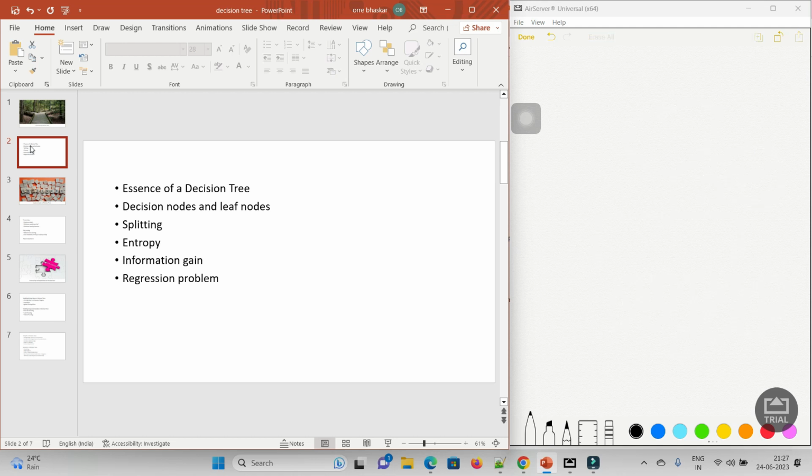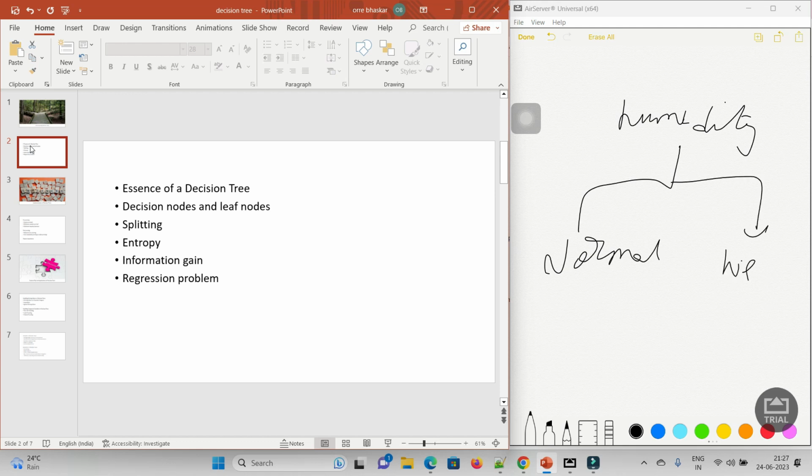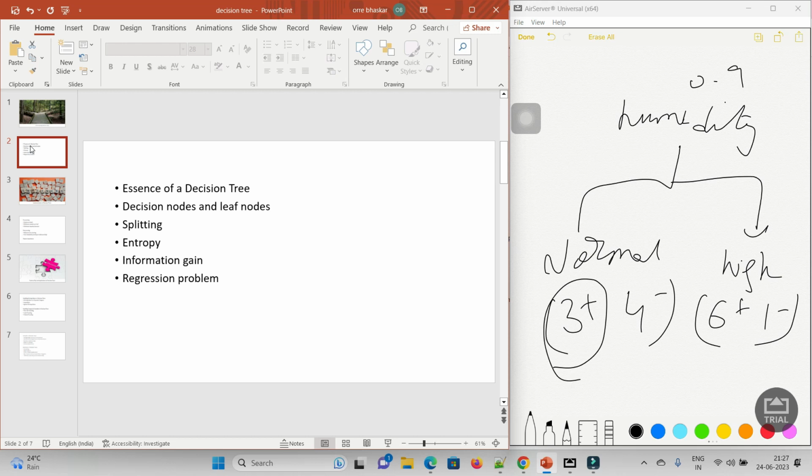So let's take an example. Assume we have a node humidity, from the previous example. It can be either normal or high. Assume its entropy is 0.9. High has 6 positive and 1 negative, and for normal it is 3 positive and 4 negative. That means 3 data points are positive and 4 are negative. Similarly here, 6 data points are positive and 1 data point is negative.